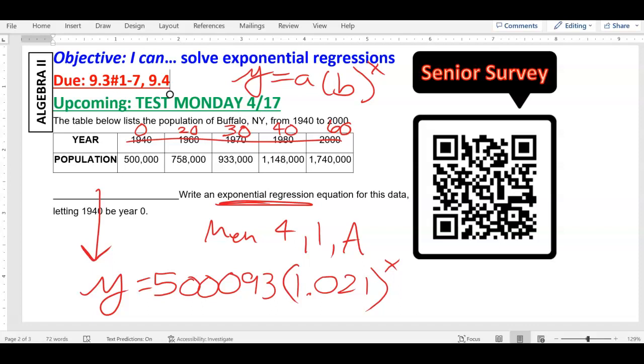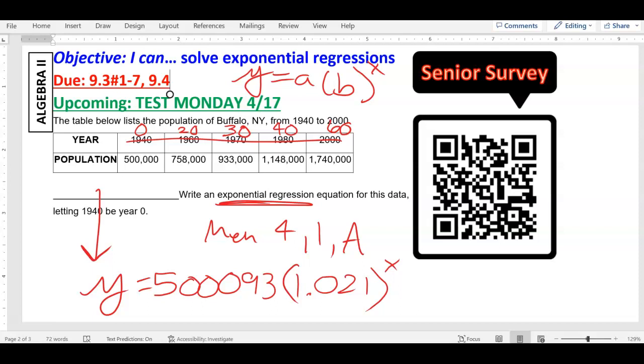Let me take a picture of this. So number 2, it says, let 1970 be zero. So you have to rewrite that, okay? Number 3, let 1970 be zero. Rewrite the years, okay? Number 6 on the back, let 1950 be zero. Okay, you get the idea. Rewrite those tables if it tells you to rewrite it, okay?